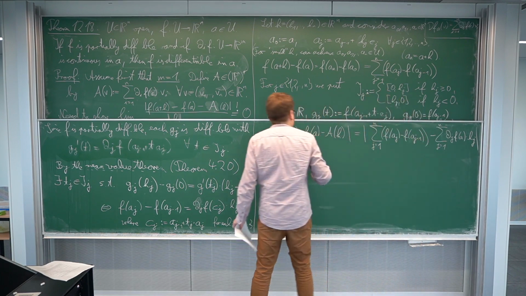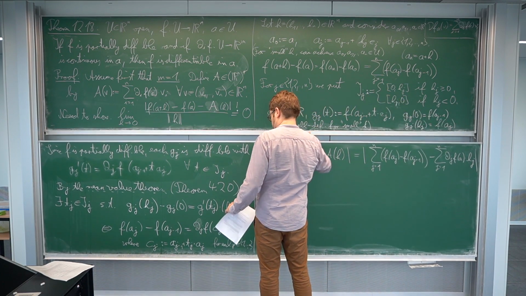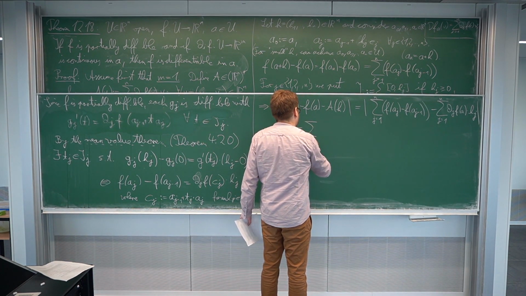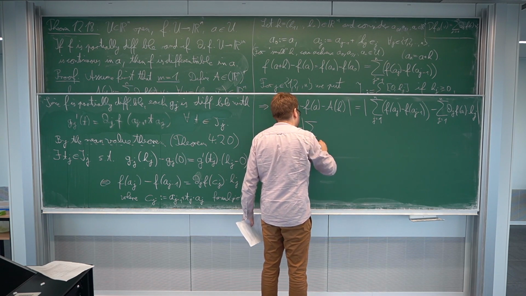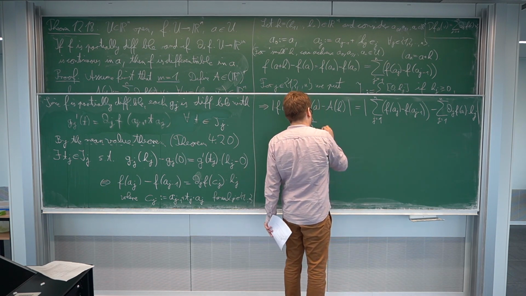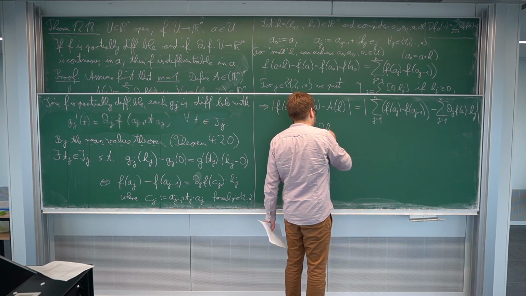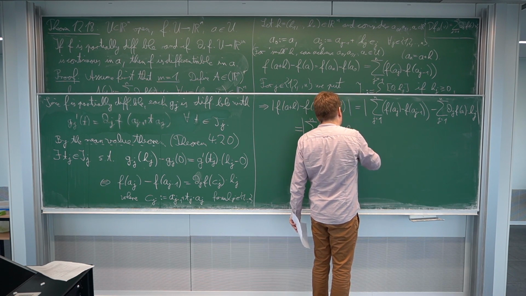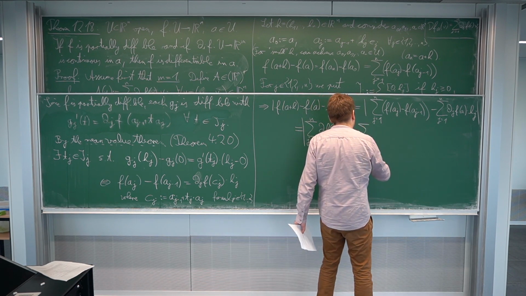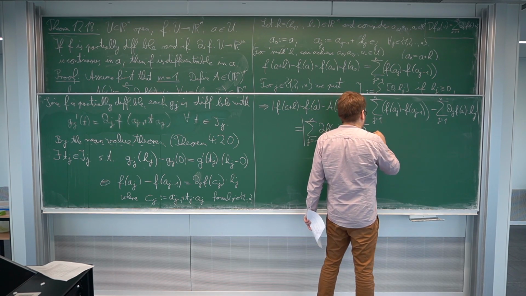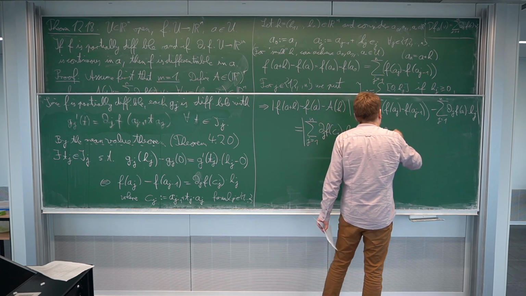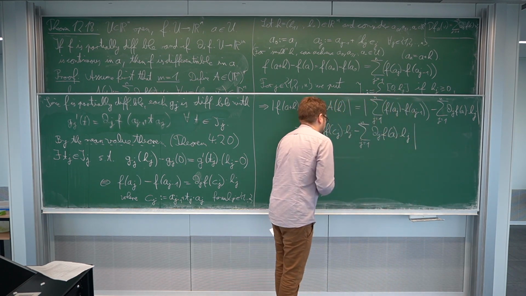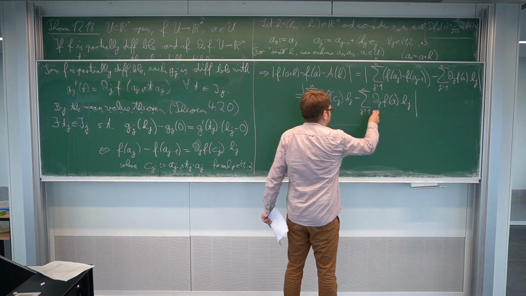Okay, so this was what we had formulated here by the mean value theorem and so on. So this is the same as the absolute value of the sum from 1 to n of d_j f in the point c_j times h_j, minus the sum from 1 to n of d_j f of a times h_j. Okay, and now let's reorder these terms a bit, because we can just make one sum out of them and put the h_j in the back.